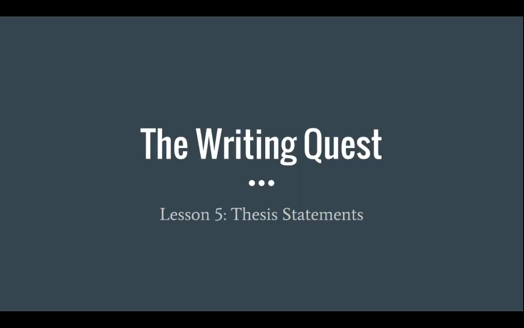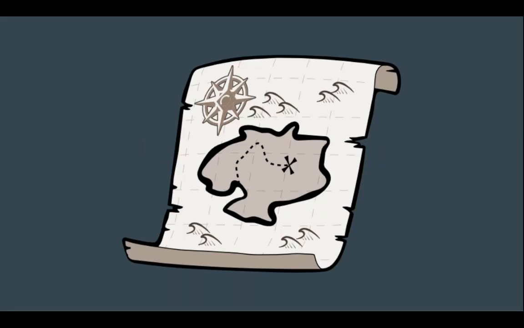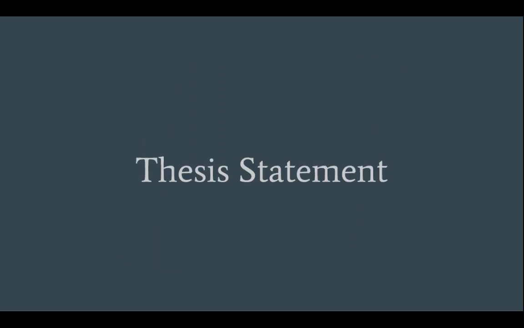Today we're going to talk about a very important part of our research paper quest. For every quest, we need a map. Maps are important because they tell us where to go. The thesis statement is the map for a research paper. It tells you, the writer, what you're going to write about, and it tells the person reading your paper what they're going to read about.